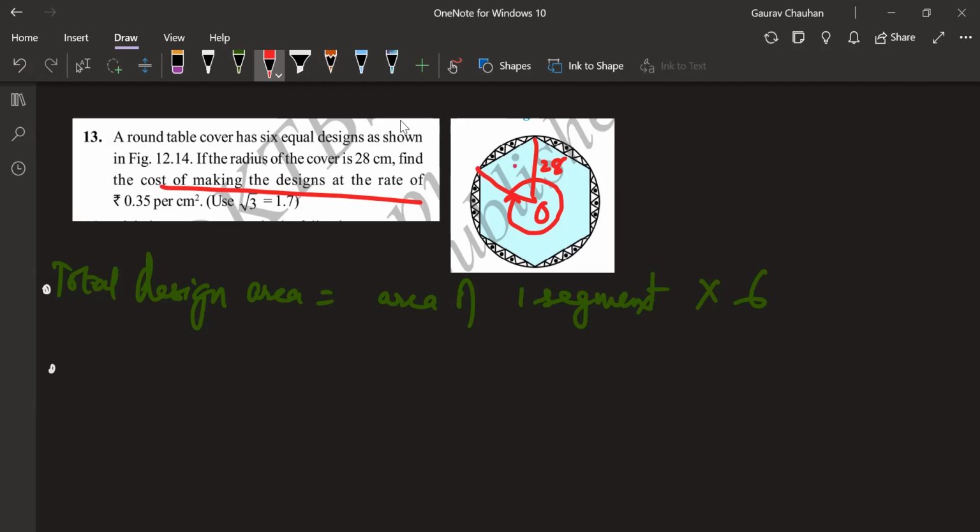Okay. So if I take this angle as theta, I'll write theta is equal to 360 degree divided by 6. That's equal to 60 degree. Everyone okay with that? If I have this, I will be able to find area of the sector, full area of this.